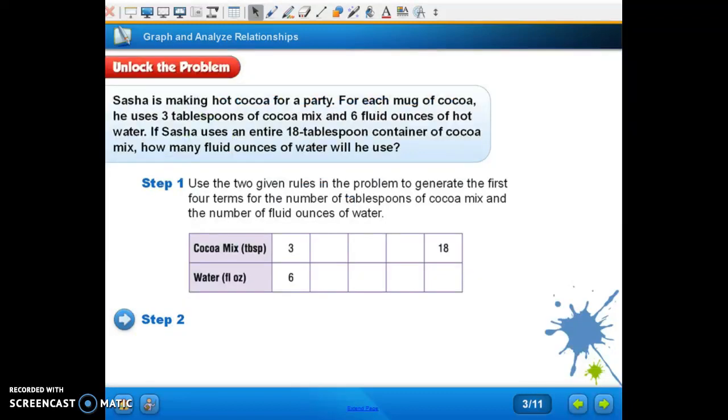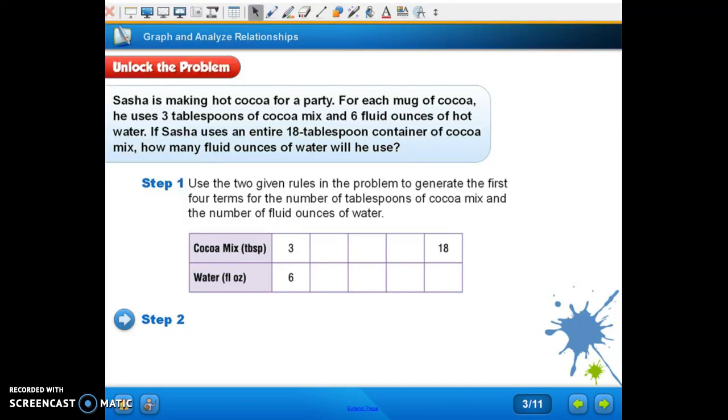Sasha is making hot cocoa for a party. For each mug of cocoa, he uses 3 tablespoons of cocoa mix and 6 fluid ounces of hot water. If Sasha uses an entire 18 tablespoon container of cocoa mix, how many fluid ounces of water will he use? Use the two given rules in the problem to generate the first 4 terms of the number of tablespoons of cocoa mix and number of fluid ounces.